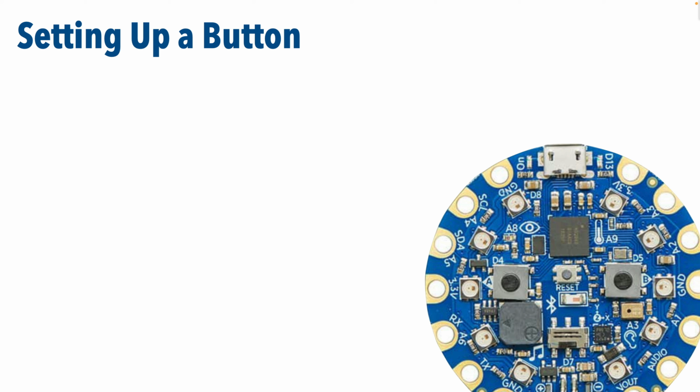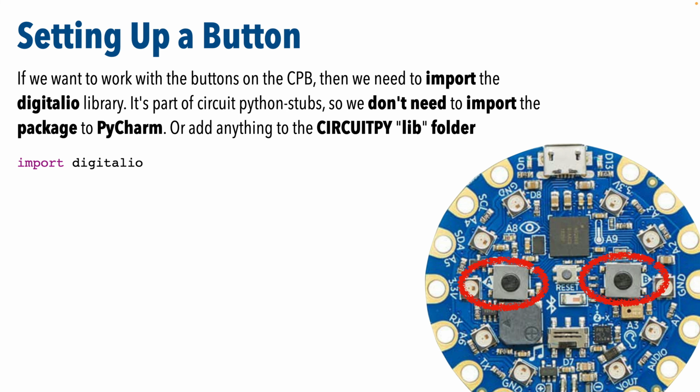Now in both examples, we'll start by working with the built-in buttons on our CircuitPlayground. There are two buttons, button A and button B. You'll see them labeled on the board. To begin programming any sort of buttons, we need to import the digital I/O library. I/O stands for input-output. Buttons are digital input devices. You press a button, you give input to your board.